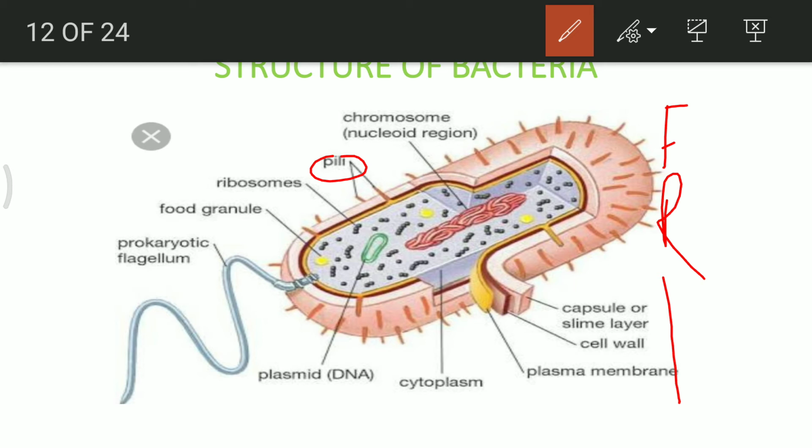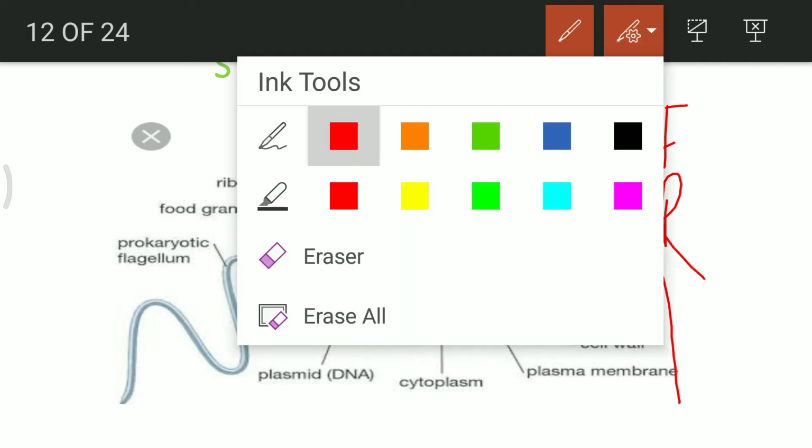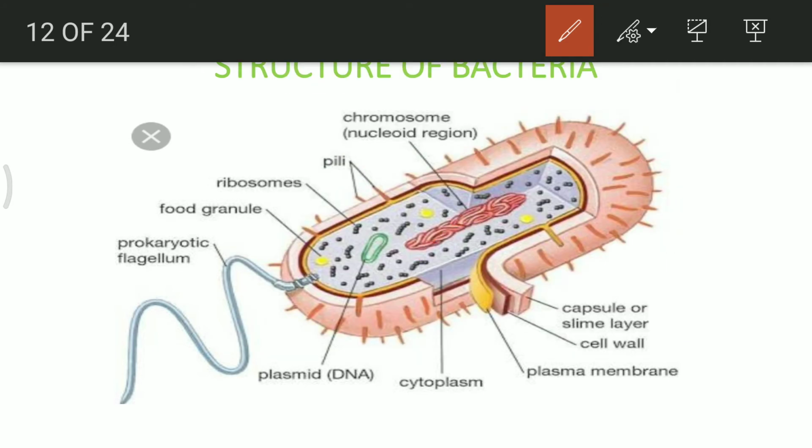Chromosome or the nucleoid region is present in the center, dispersed. The nucleus is as such dispersed with the nucleic material or the nucleoid. It is called nucleoid because there is no nuclear membrane surrounding it, and it is just dispersed as such in the center. It is a primitive kind of nucleus which is present and is capable of controlling all the metabolic activities of the bacterial cell.